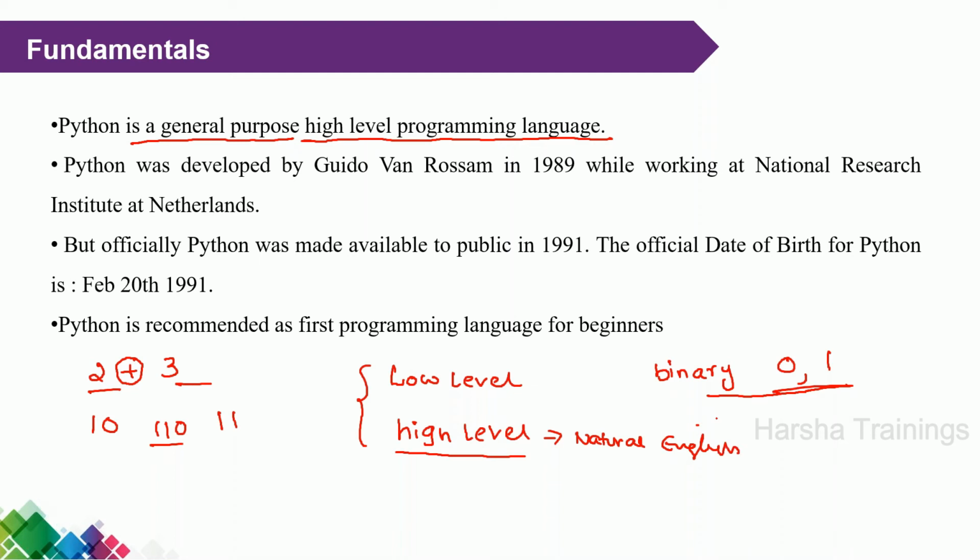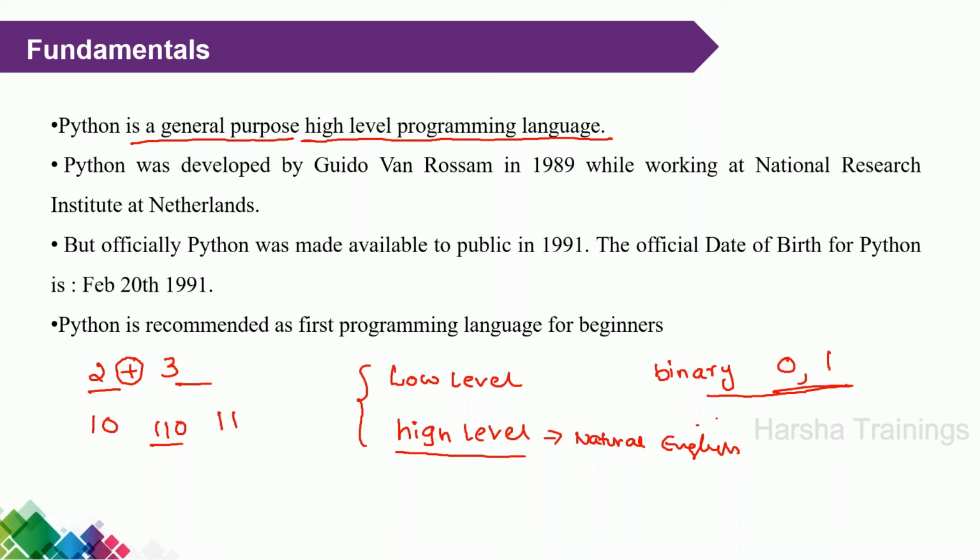Assume our language, that is English, is the high level language. That means we are writing our program in English, using our natural language. Then it is very easy for the developer or user to understand the language, right?